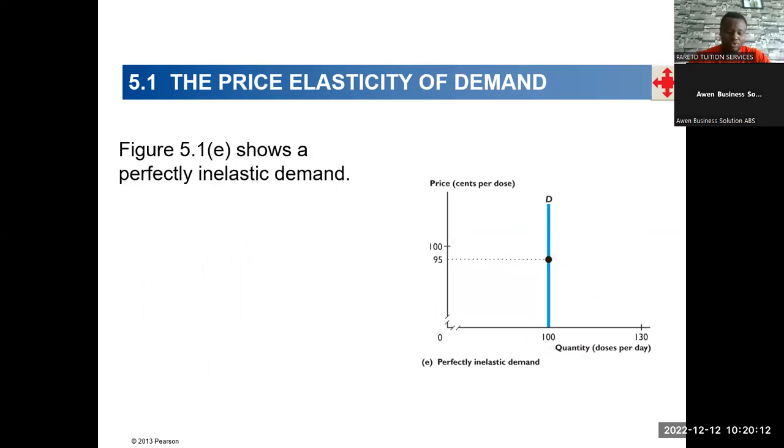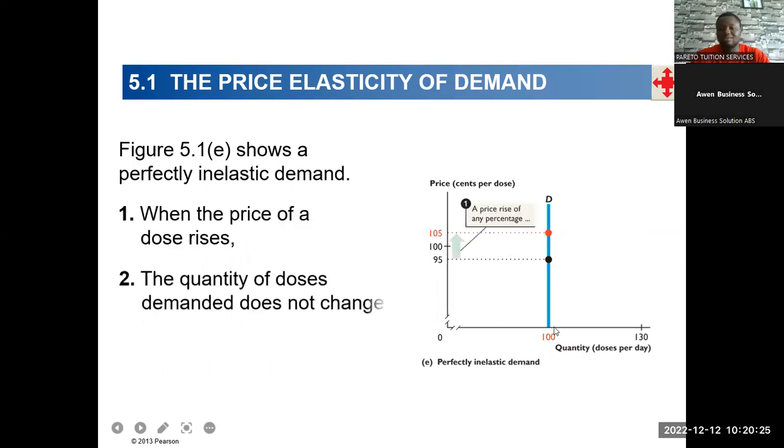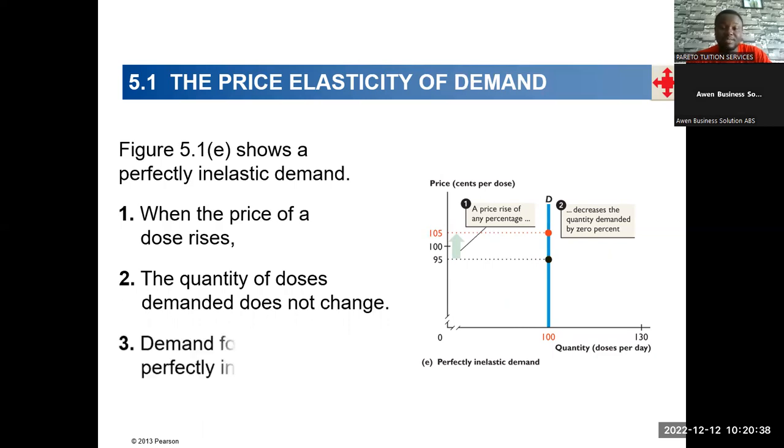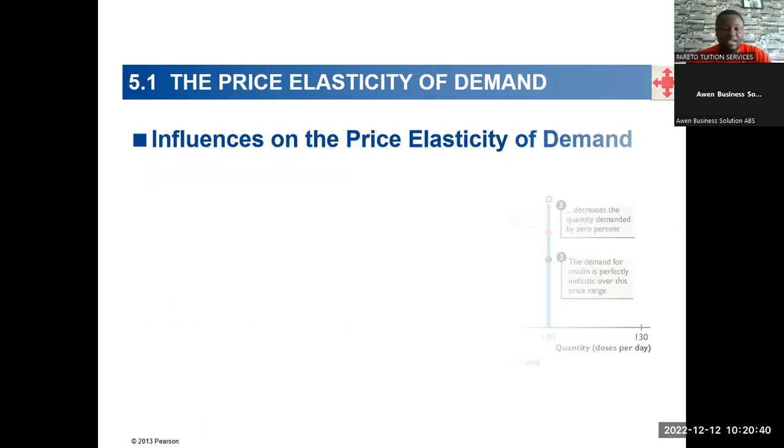Like the case of salt, sugar, water, those kinds of necessities. It doesn't matter the price level. We will still demand the same quantity. When price was 95, we'll buy 100 units. If price goes to 100, we'll still buy 100 units. If it goes to 105, we'll still buy 100. So it doesn't matter the change in price. The quantity that we buy will still remain unchanged. And so these are the graphical representations of the 5 types of price elasticity.